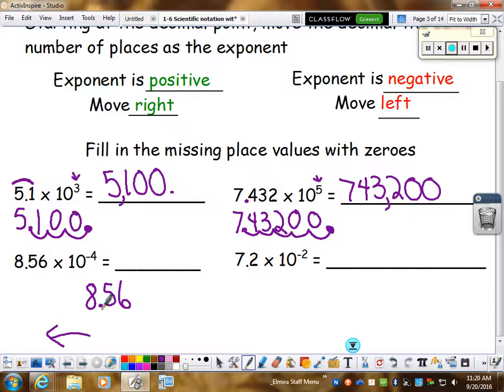Okay? So I'm going to take this decimal. The exponent is 4. The negative part just tells me I'm moving it this way, following the arrow. Okay? So here's my decimal. 1, 2, 3, 4. New decimal. Okay? New decimal out in front. 0, 0, 0, 8, 5, 6.